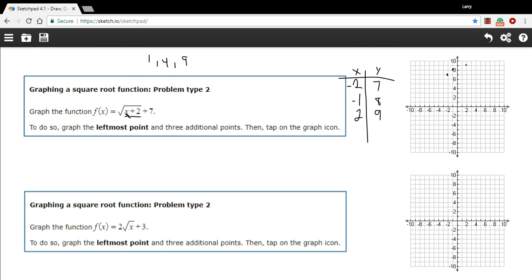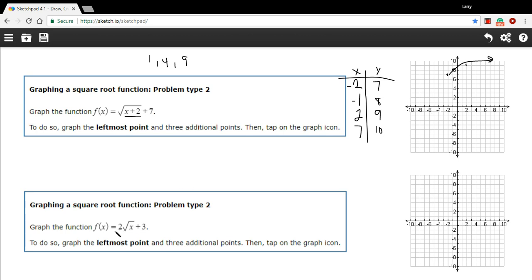And then let's go for 9 here. We'd need 7. So that would be the square root of 9 would be 3. And then 3 plus 7 would be 10. So the point 7, 10 is also here. Right there. And once we've got that many points, we can go ahead and just sketch in our graph. And there we go.